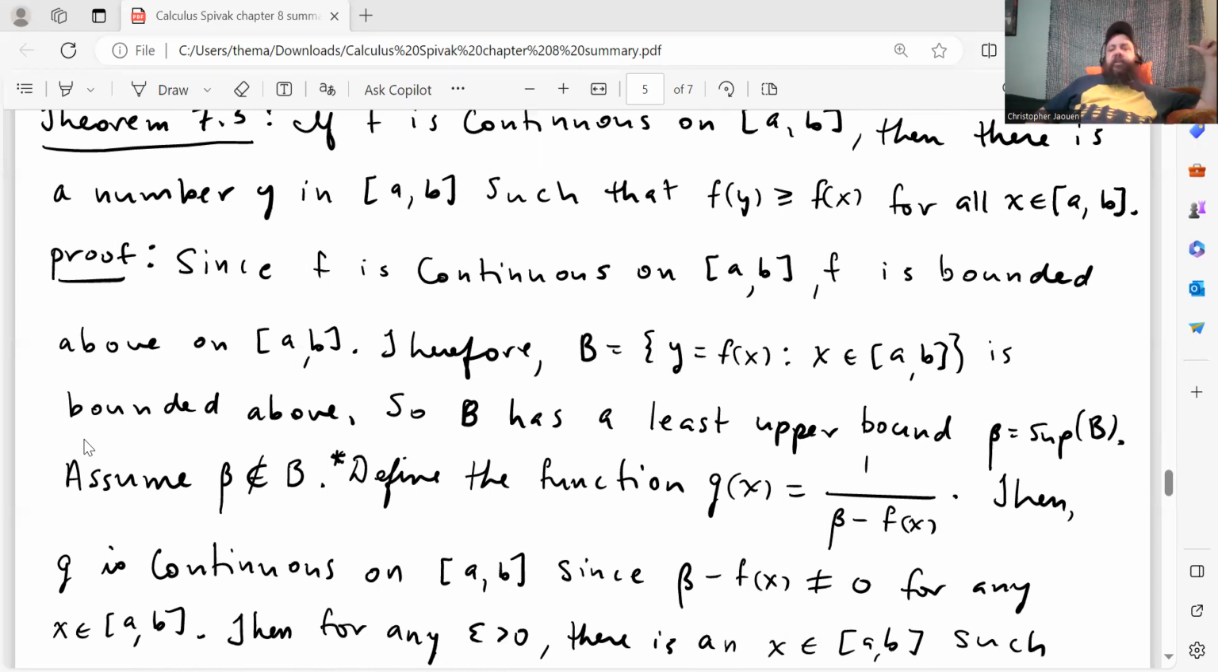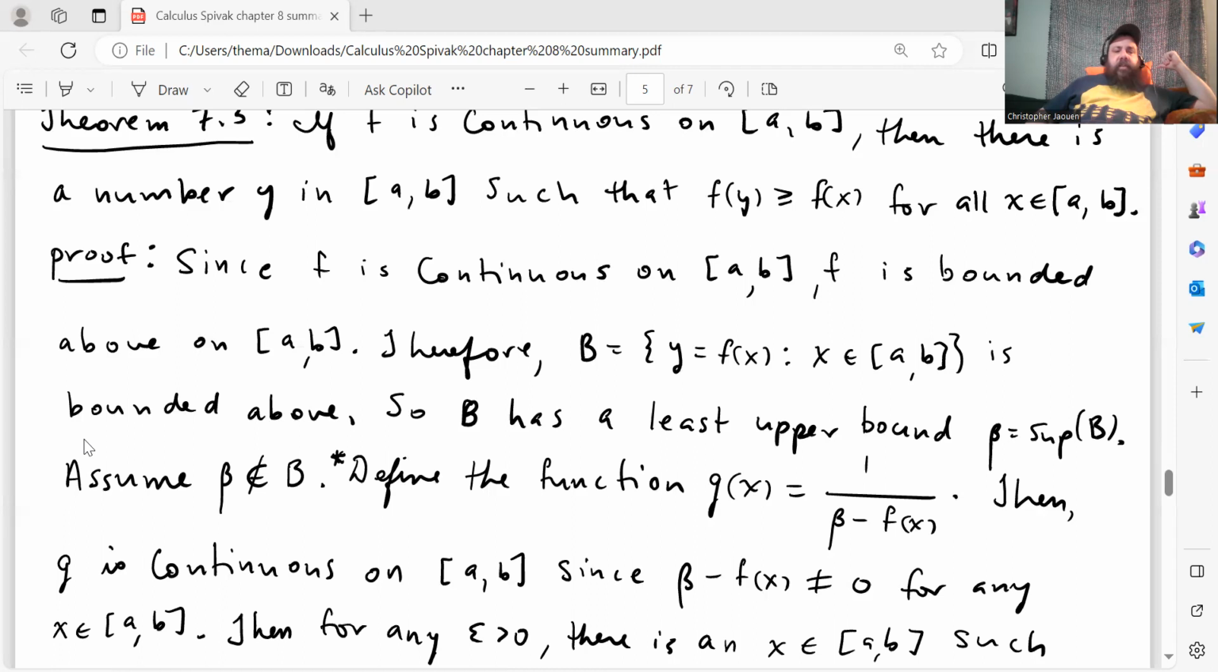So since f is continuous on the closed interval from a to b, f is bounded above on the closed interval from a to b. That follows from the previous theorem, right? Therefore, B, the set of all y equals f of x for x in the closed interval from a to b, is bounded above. So B has a least upper bound, which I'll call beta. So beta is sup B.